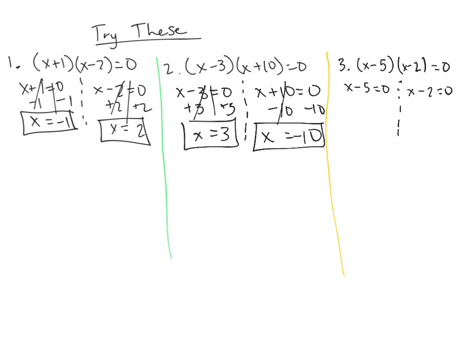All right, so we have x minus 5 equal to 0 and x minus 2 equal to 0. I can solve both those mini equations by adding my 5 over to the other side, and I get x equal to 5. And then for that second mini equation, I'm going to add my 2 over to the other side. I get x equal to 2.